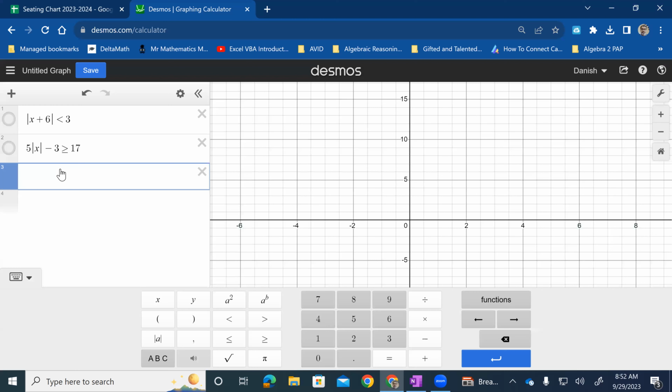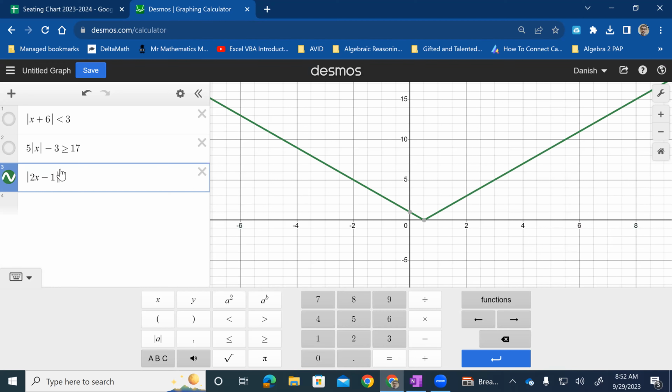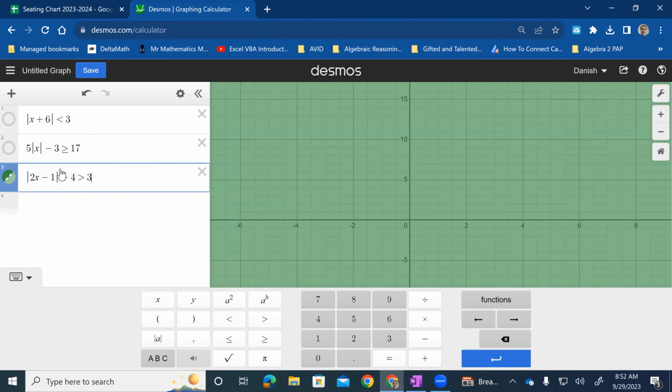Okay, I messed up a little bit, but okay. I'm bringing it back on the Desmos. So absolute line 2x minus 1, another absolute line, and then after that plus 4, and that's greater than 3. You see the shaded region?